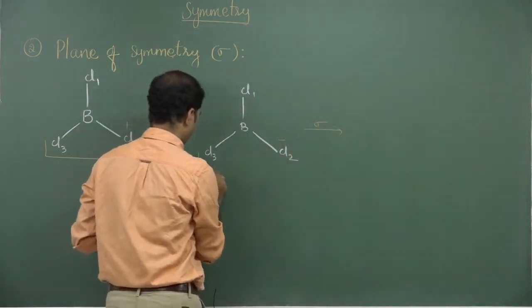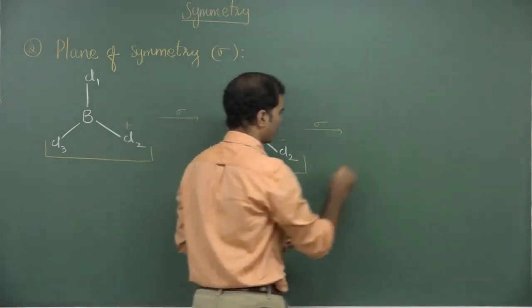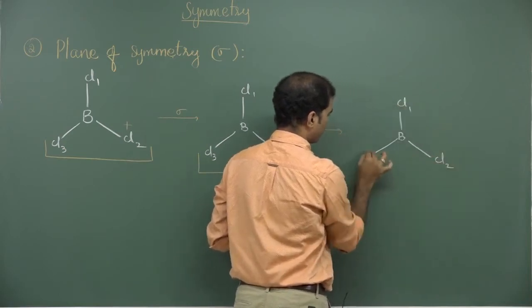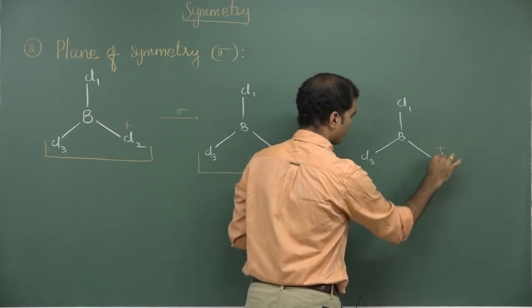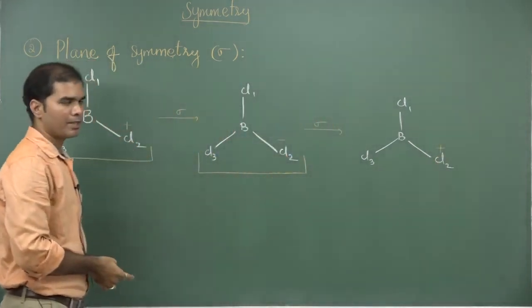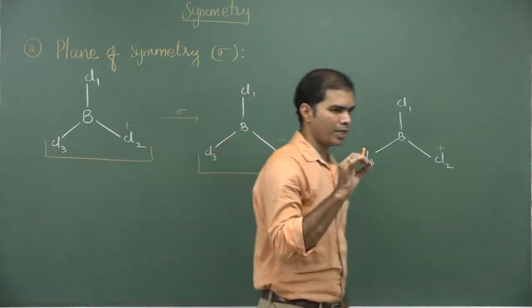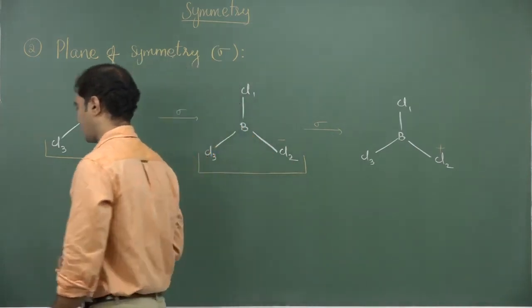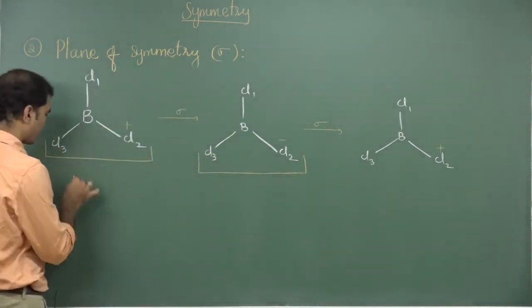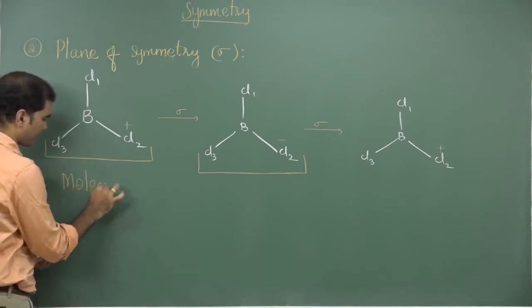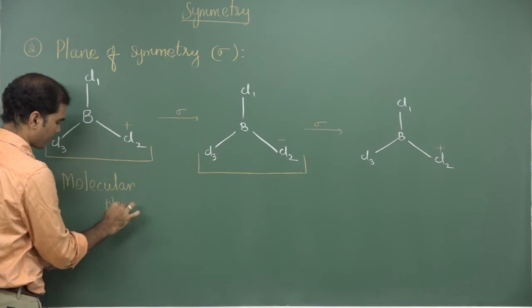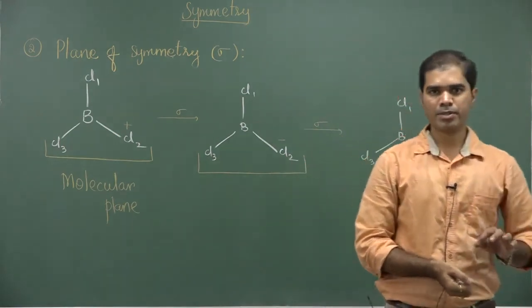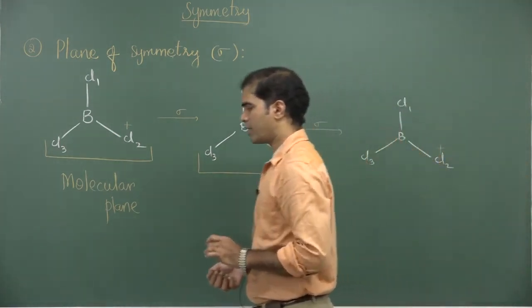Then let me pass one more plane. This will give you an identical configuration. This is with respect to BCl3. There is a plane which is passing through every atom of the molecule. By definition, we can call this plane a molecular plane. What does a molecular plane mean? This is a plane that bisects all atoms of the molecule. Such a plane is referred to as a molecular plane.